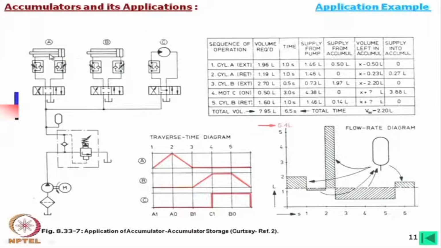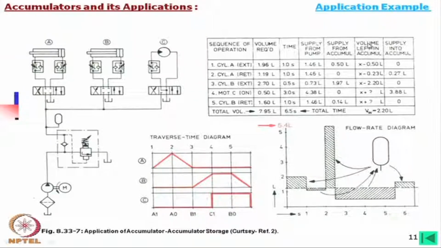Next we come to cylinder A retracting. Then we need 1.19 liter for the same time, 1.0 second. We need less oil because there is a rod. So, for the same period, definitely the oil requirement will be less. In that case, 1.46 is from the pump.